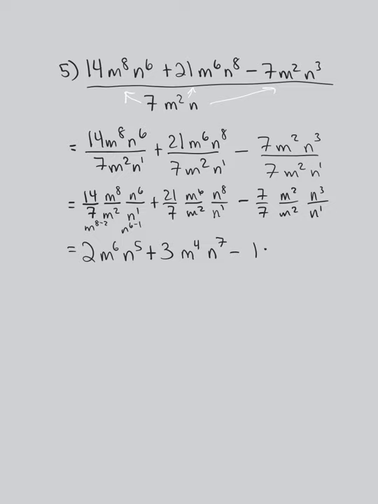We have m squared divided by m squared. If you wanted to use the exponent law, you would get m to the 0, or just realize you have something divided by itself, so you get 1. Okay, and then here we're going to have n to the 3 minus 1, which would be n squared. All right, just clean up that last part and we'll call it good. So we got 2m to the 6th n to the 5th plus 3m to the 4th n to the 7th minus, these 1's don't change anything, so it's just minus n squared.